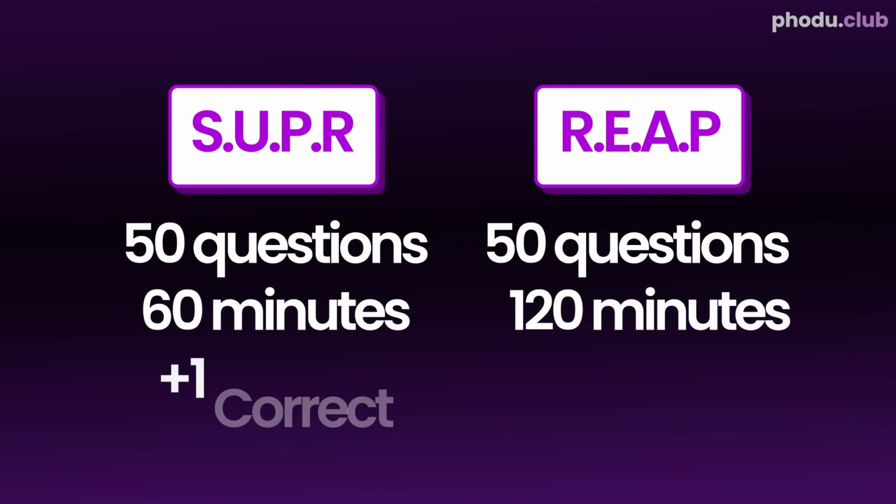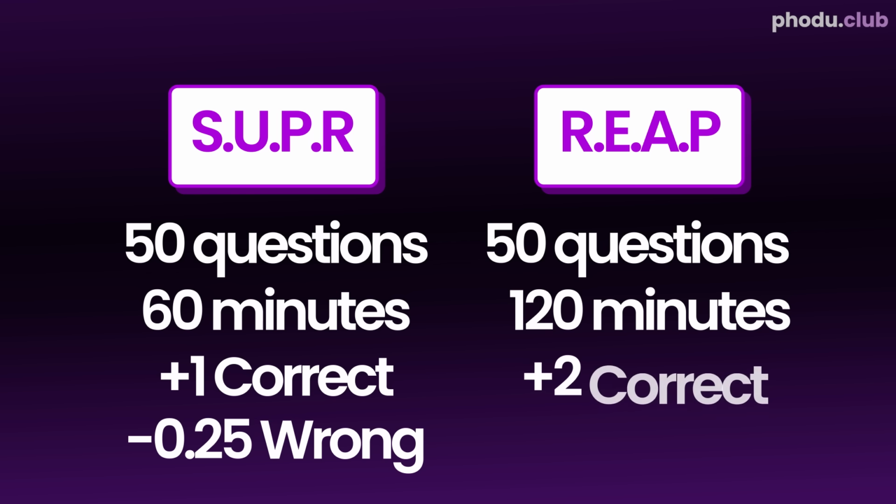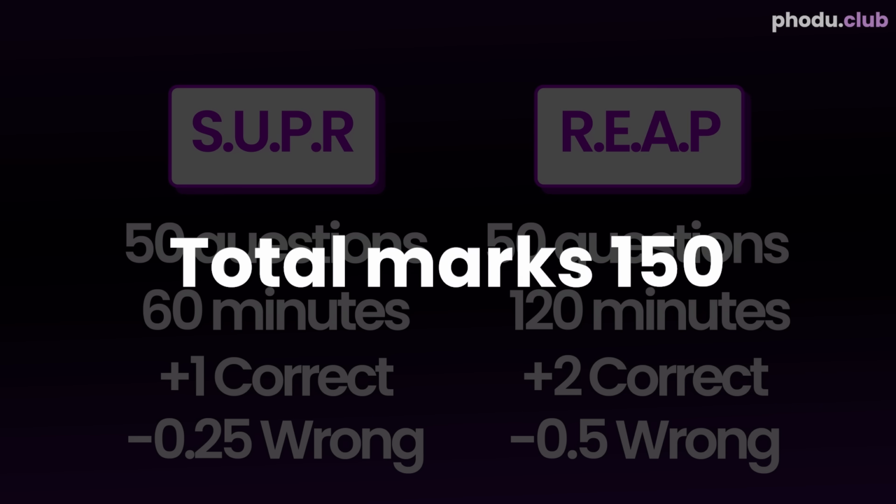Now there is also a difference in the marking scheme of these 2 sections. The SUPR section has +1 for correct answer and -0.25 for every wrong answer. On the other hand, REAP section has +2 for every correct answer and -0.5 for every wrong answer. So the total marks of the paper is 150. But again, there is a catch over here.